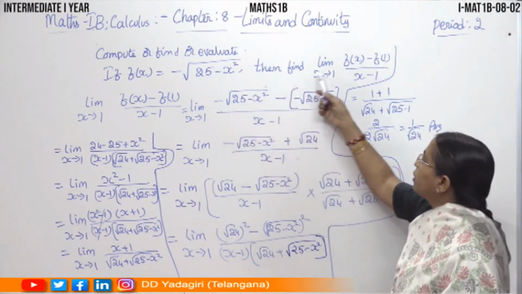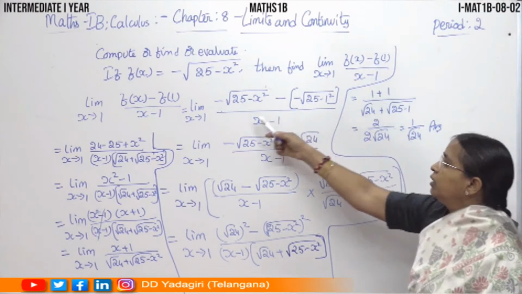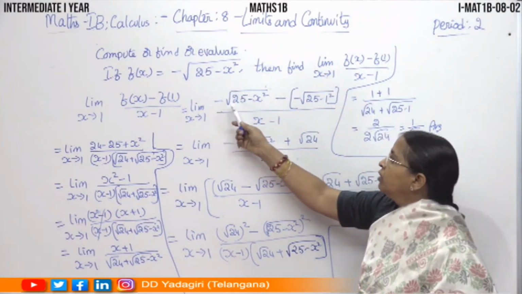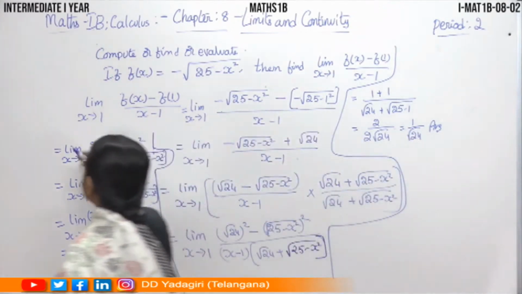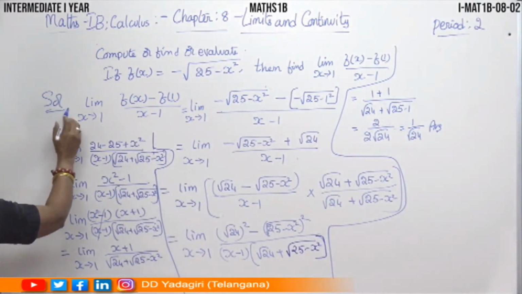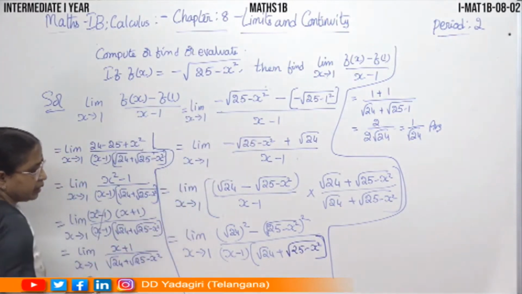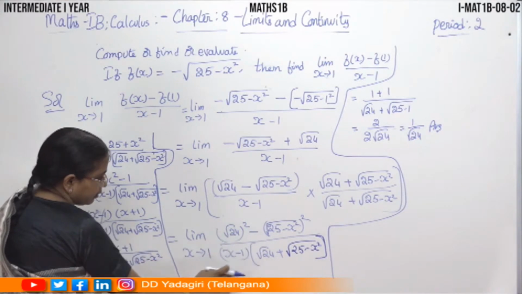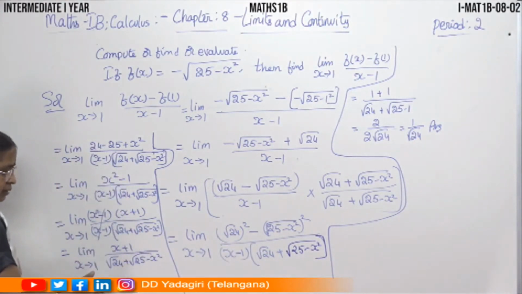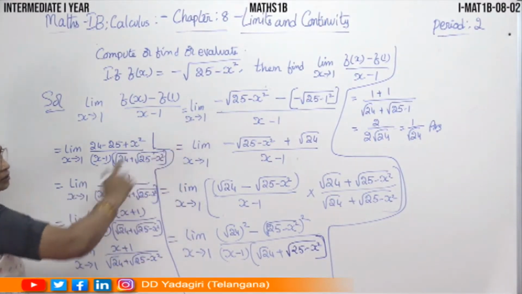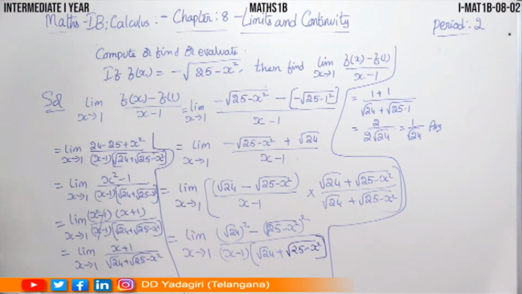So whatever is asked, you simplify that. Limit x tending to 1 of f of x. f of x is given. So write down, this is the solution. So f of x minus f of 1 by x minus 1. Simplify properly. Write the symbol, sign and all clearly. Then you can easily solve the problem. So after this it is here, then it is there. 2 by 2 root 24, 2 gets cancelled.